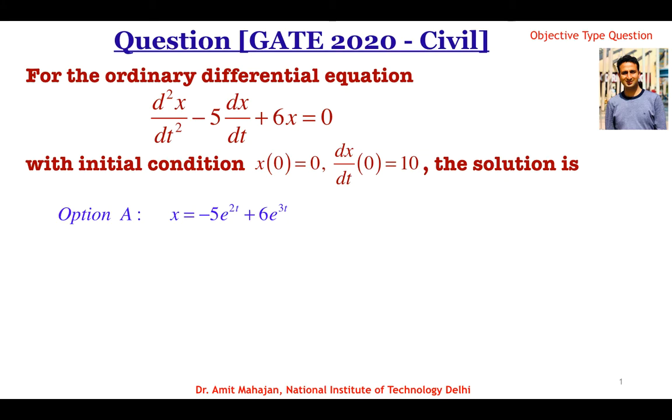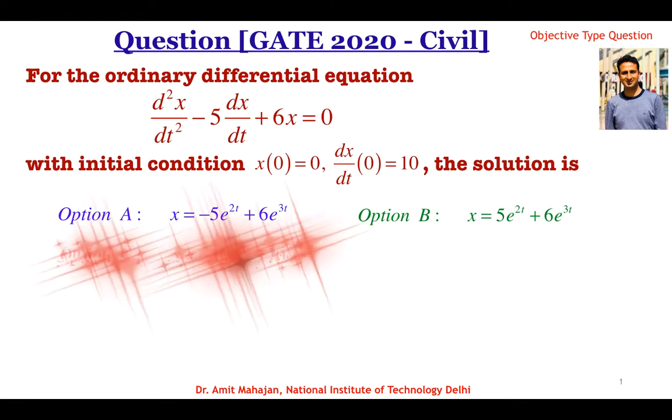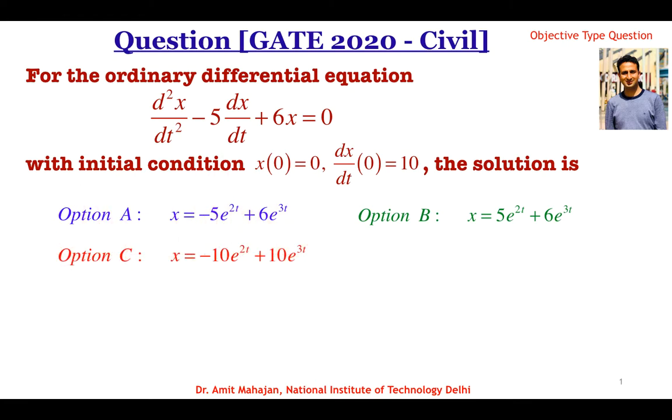The first option A is x = −5e^(2t) + 6e^(3t). Option B is x = 5e^(2t) + 6e^(3t). Option C is x = −10e^(2t) + 10e^(3t). And option D is x = 10e^(2t) + 10e^(3t).